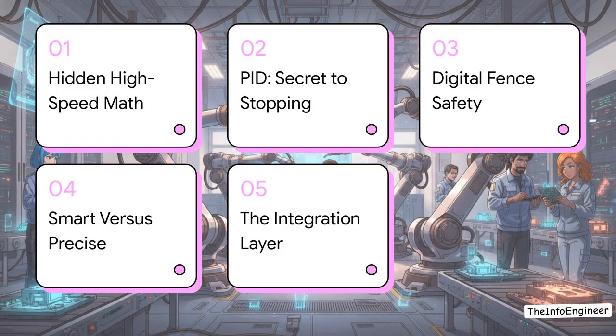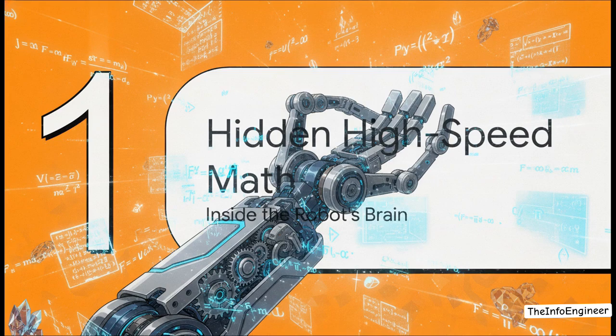Here's our roadmap for today. We'll start with the hidden high-speed math, then cover how PID loops are the secret to stopping. After that, we'll talk about building the digital fence, defining smart versus precise, and finally, mastering the integration layer. All right, let's kick things off with our first section, the hidden high-speed math running inside the robot's brain.